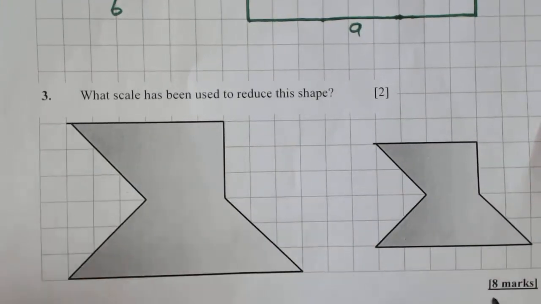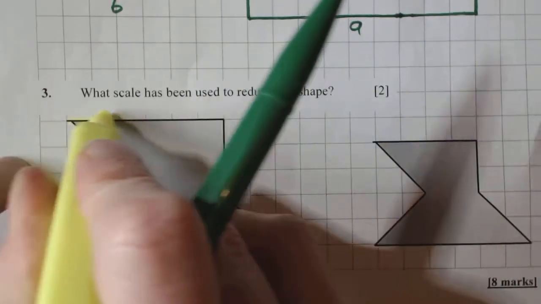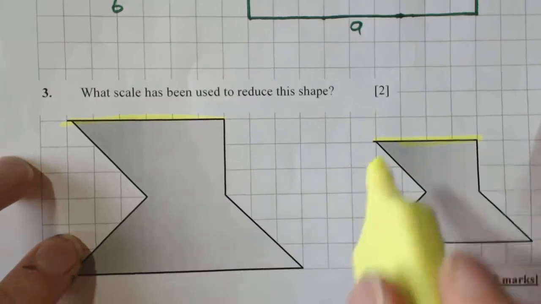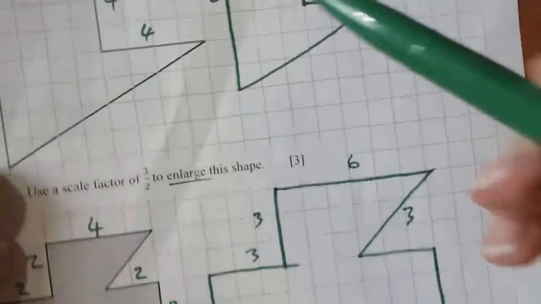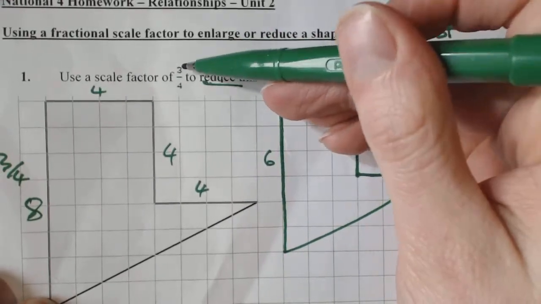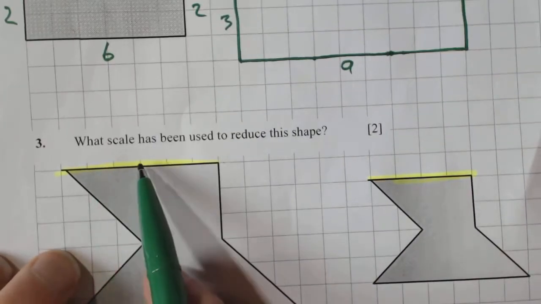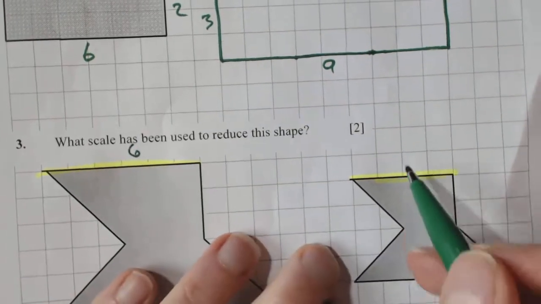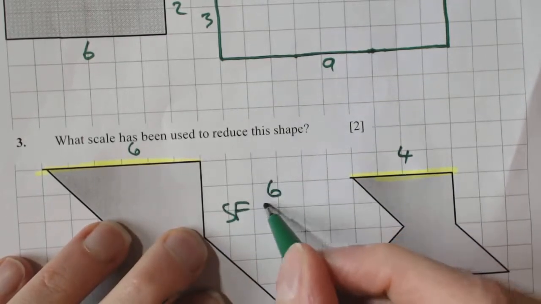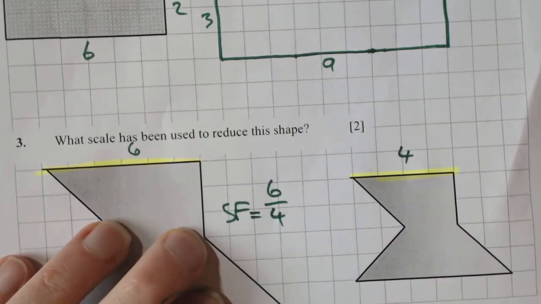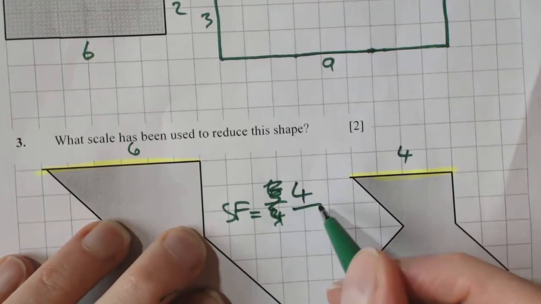So you just take one side of each, okay, so make sure it's the same side of each shape. So I'm going to take this side here, so I'll need to take this side here. Now it's going to be reduced, so when it's reduced, always expect the number at the top to be smaller than the number at the bottom. Okay, so what we've got here is that 6, that is 4. So this scale factor is going to be 6/4. No, it's not. See, made a mistake. So it's going to be 4/6.